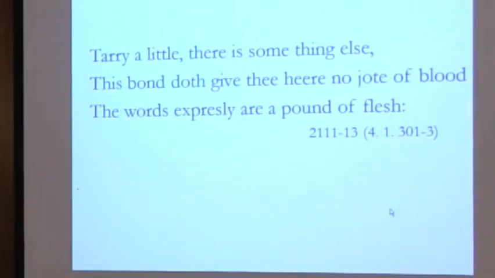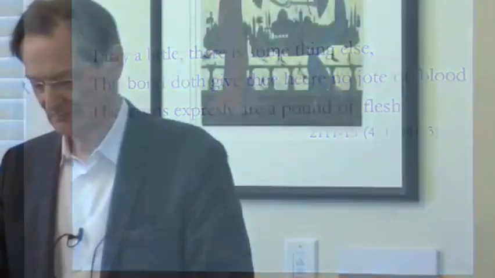Some of the best-known lines in Shakespeare. "Tarry a little, there is something else. This bond doth give thee here no jot of blood. The words expressly are, 'a pound of flesh.'" So the disasters of having gone for the very words are revealed. As Cicero said, take care to insist on the underlying purpose of any legal arrangement, for then you can argue that something which seems inherently obvious does not need to be expressly stated.